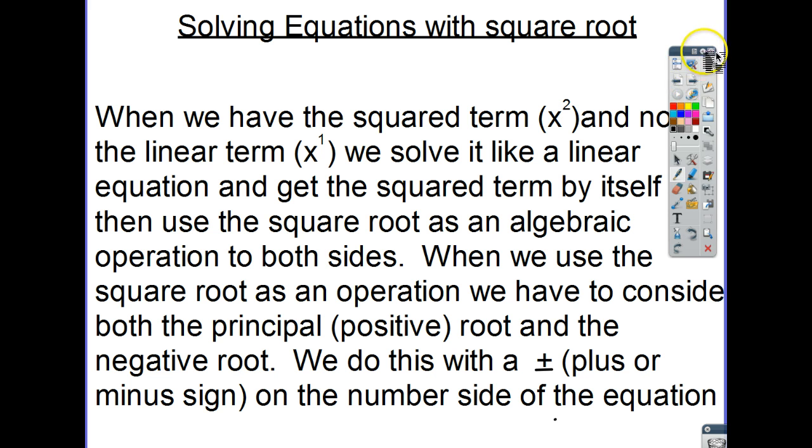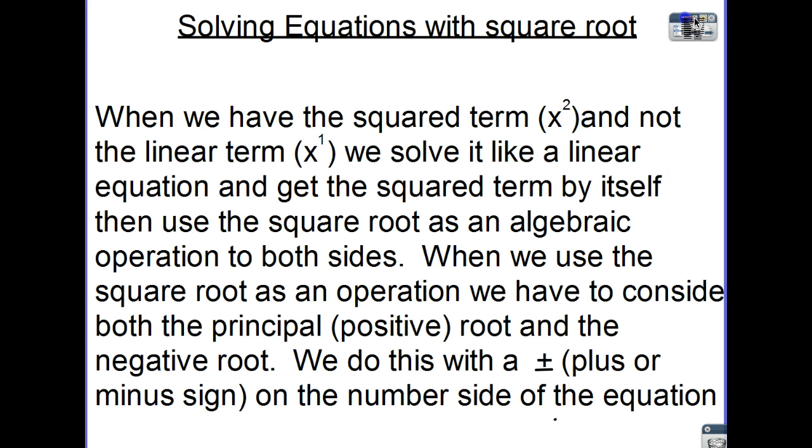Okay, now I want to talk to you about solving equations with the square root. Let me just read this to you. When we have the squared term, or x to the second, in an equation, and not the linear term, or the x to the first, we solve it like a linear equation: we get the squared term by itself, and then use the square root as an algebraic operation on both sides.